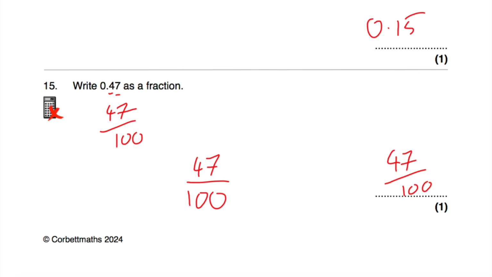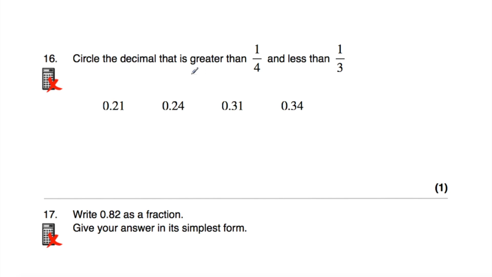Okay, let's look at our next question, question number 16. Question number 16 says to circle the decimal number that is greater than a quarter but less than a third. So you want the number that's bigger than a quarter but less than a third. So let's write down what a quarter and a third is as decimal numbers first of all, and then we can then circle which one's greater than a quarter and less than a third.